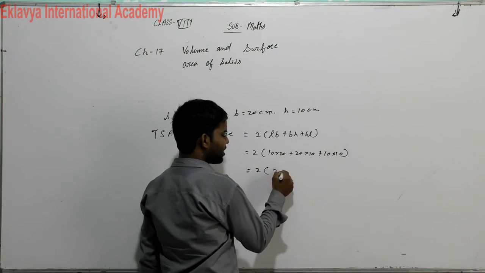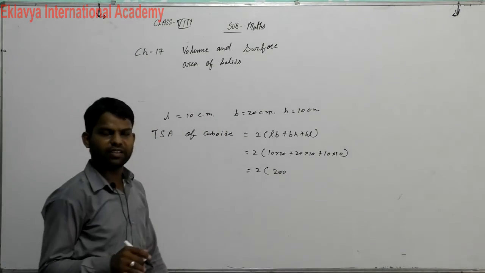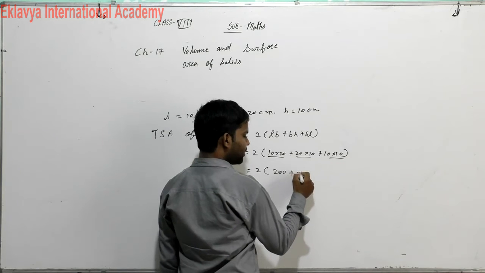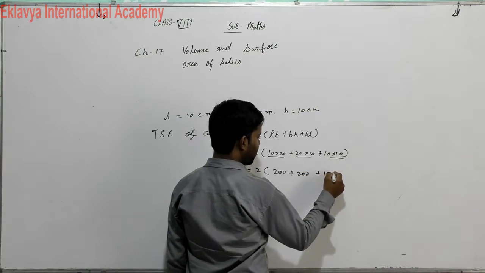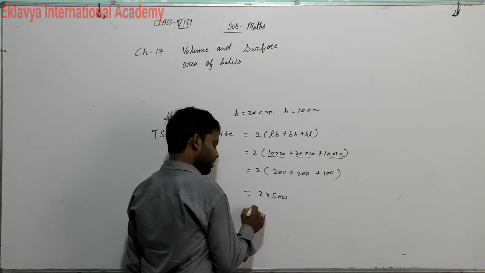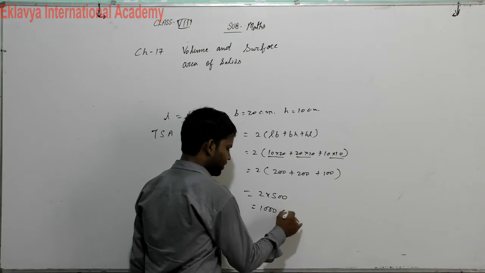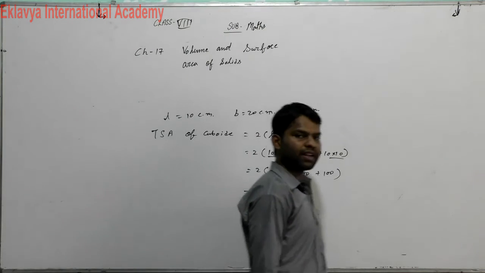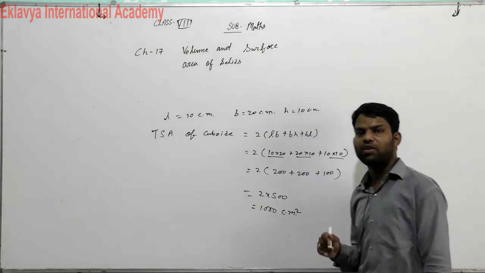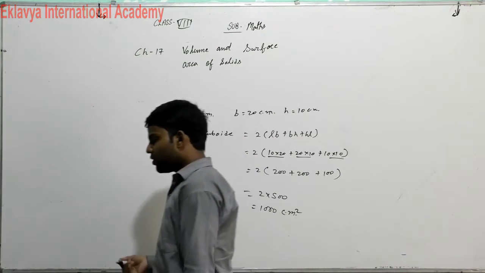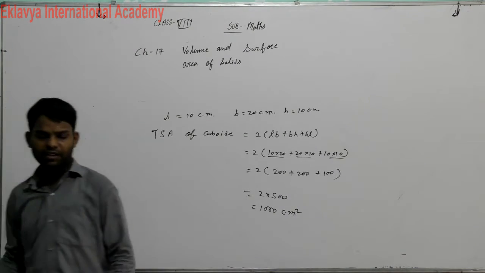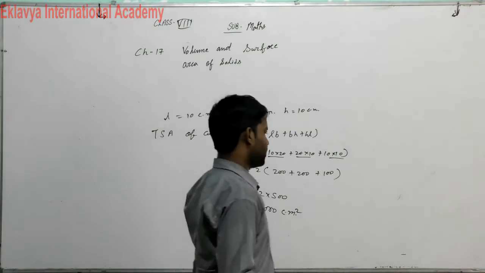Then we get 200 here. First we do the multiplication, then we add the terms. The multiplications give 200 plus 200 plus 100, total 500, multiplied by 2, is 1000 centimeter square. Remember that the unit of area is always a square unit. If centimeter is given, then centimeter square. If meter is given, then meter square.